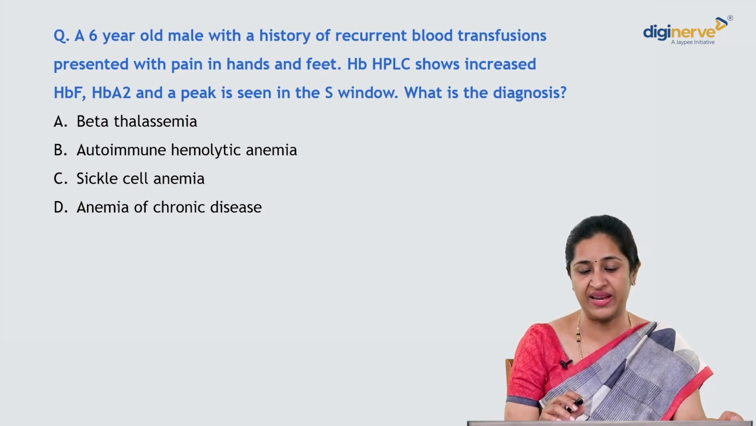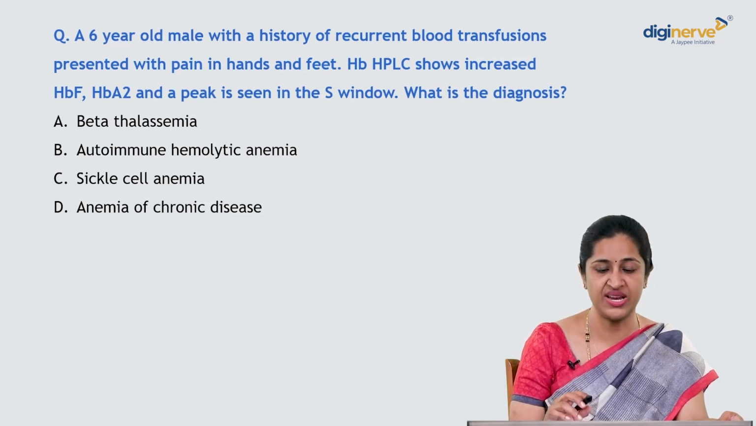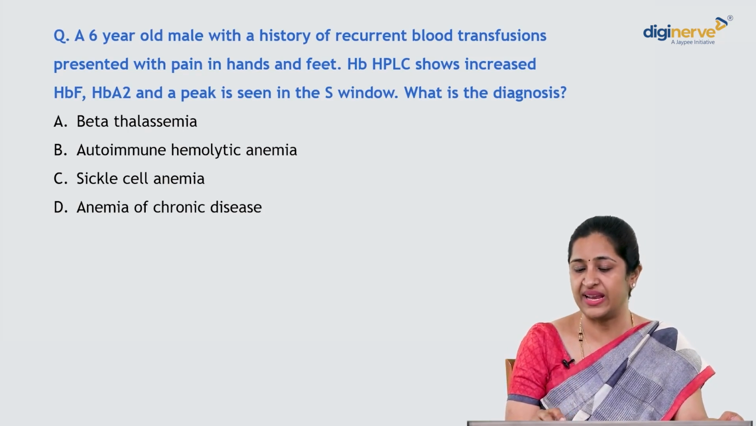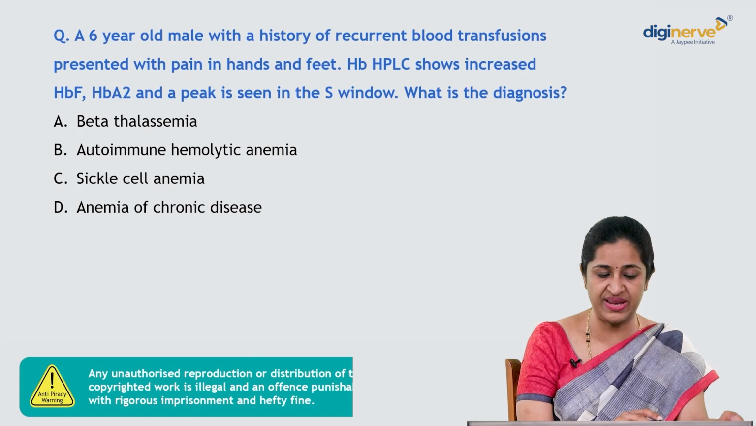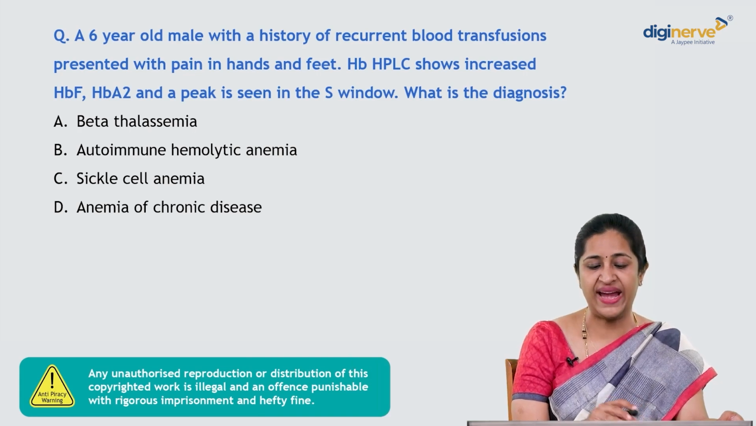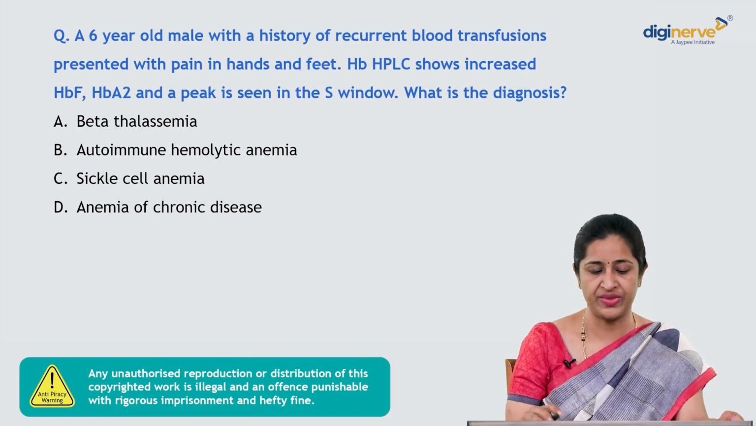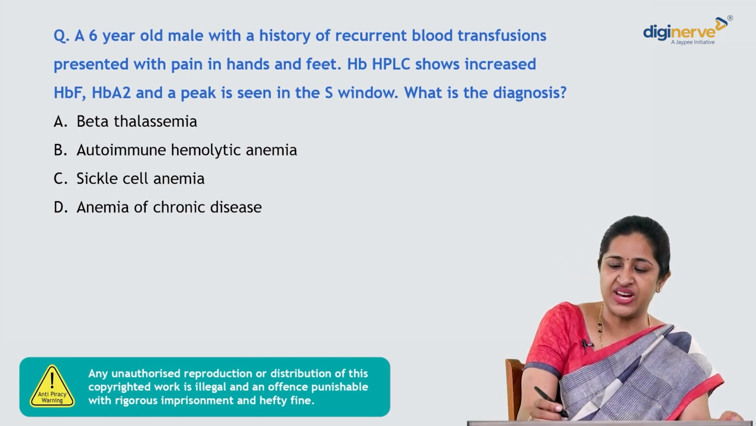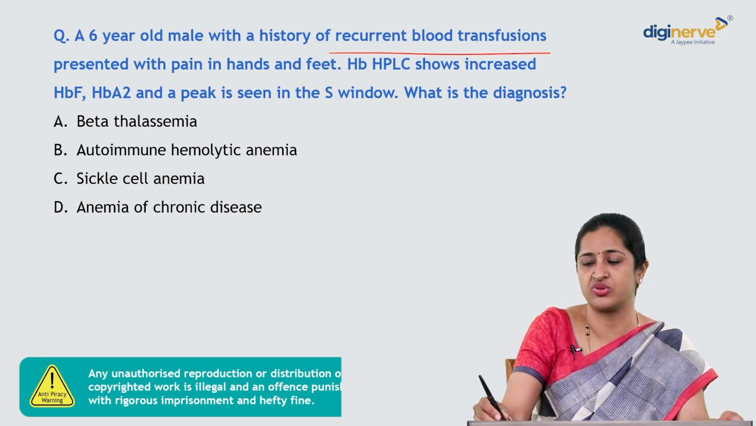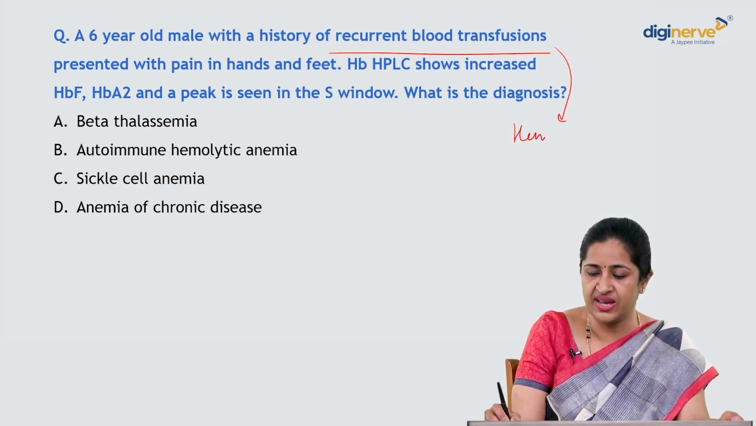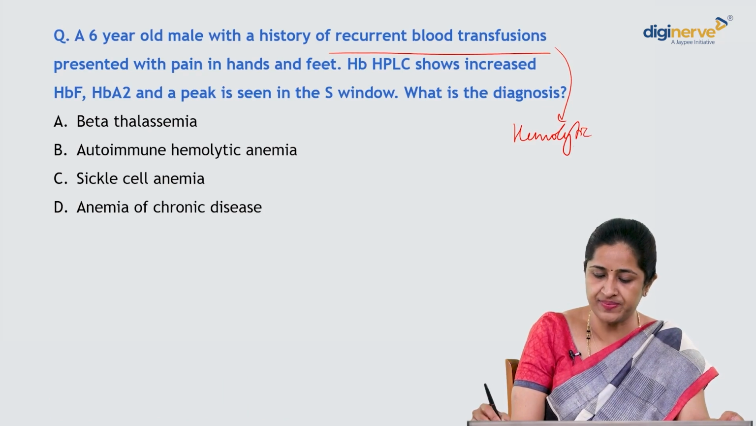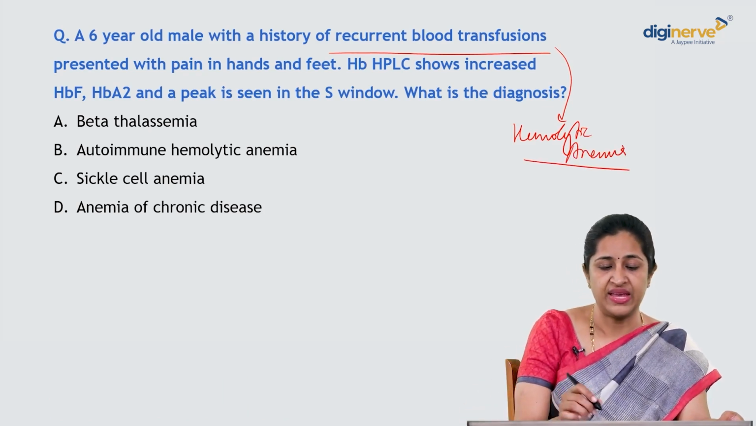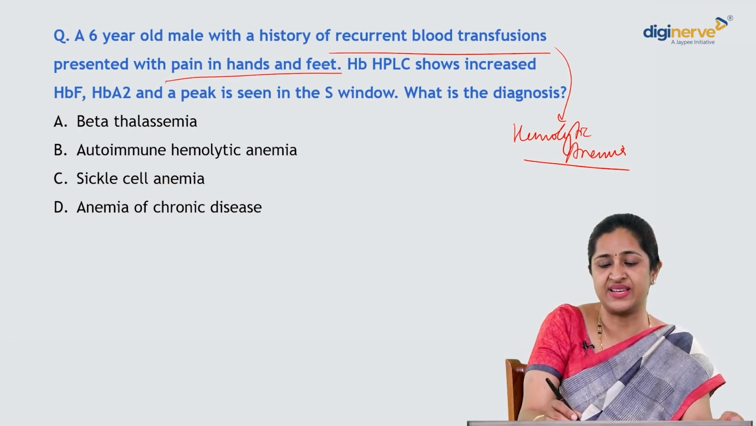A 6-year-old male with history of recurrent blood transfusion has come with pains in the hands and feet. The hemoglobin electrophoresis shows increased HbF, HbA2 and a peak is seen in the S window. What is the diagnosis? Now there are lots of clinical clues here. Child has come with recurrent blood transfusion. So most probably the diagnosis here is hemolytic anemia.